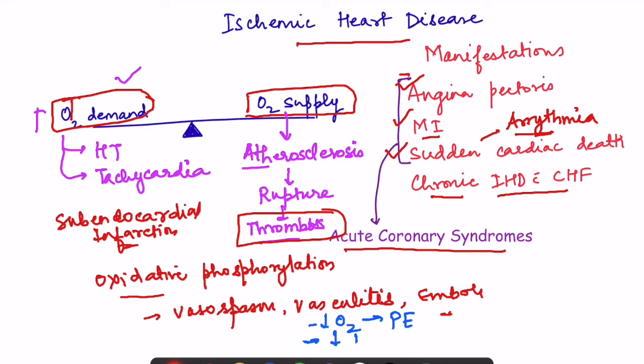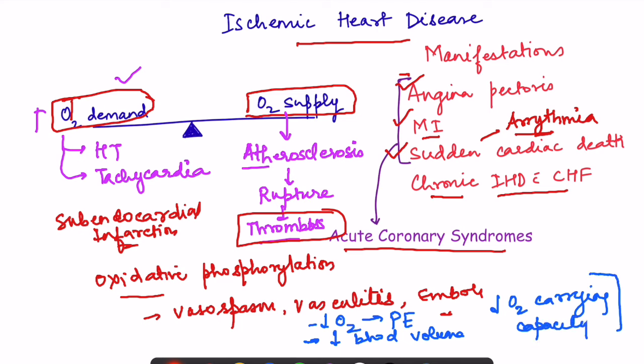Then if there is decreased blood volume, as in hemorrhagic shock, or if there is decrease in oxygen carrying capacity, as in anemia, where hemoglobin is less, so oxygen cannot be carried that much in the blood, they all can also lead to myocardial infarction.